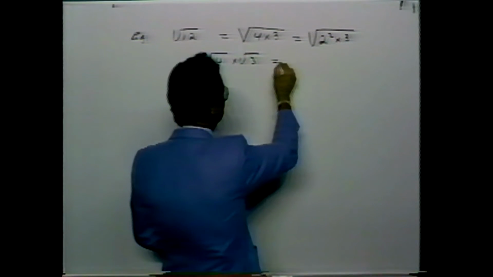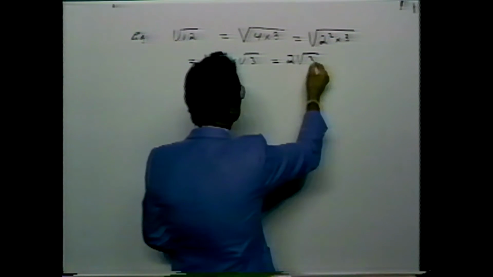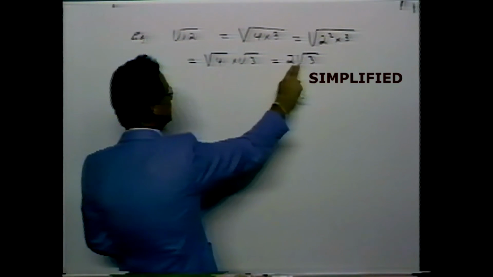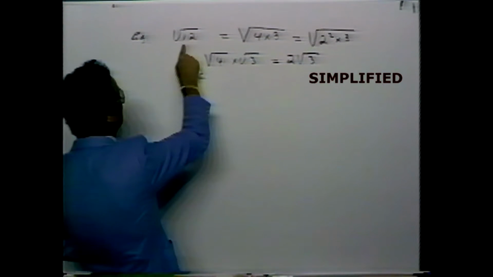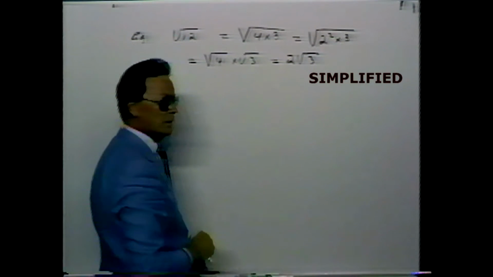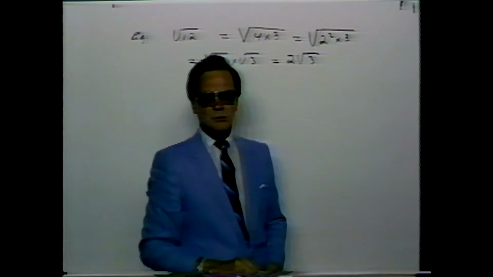So what this amounts to then is a mixed radical, which is the best form of the entire radical that we started with. It will take some practice to get used to this conversion. So let's do more examples.